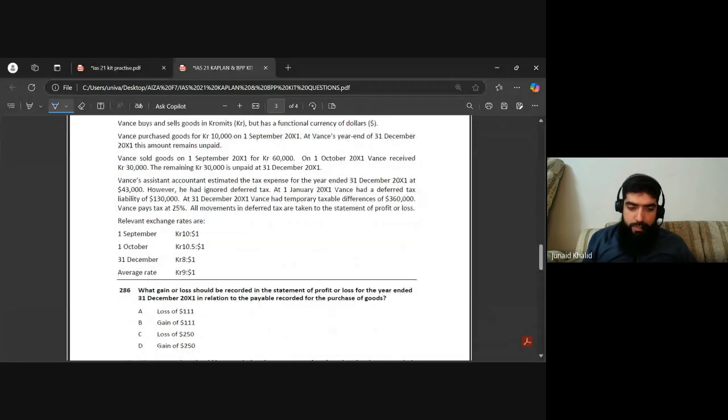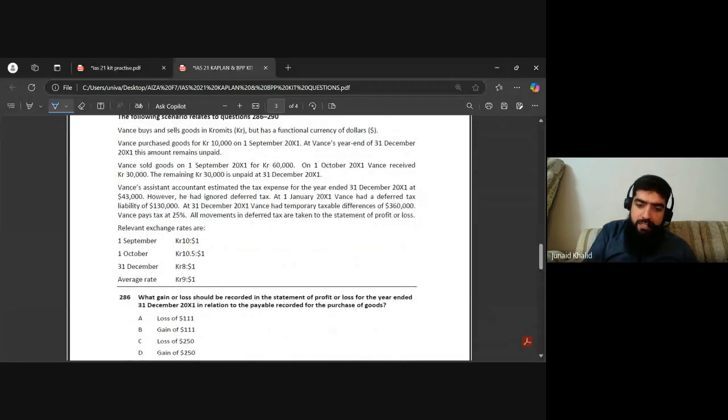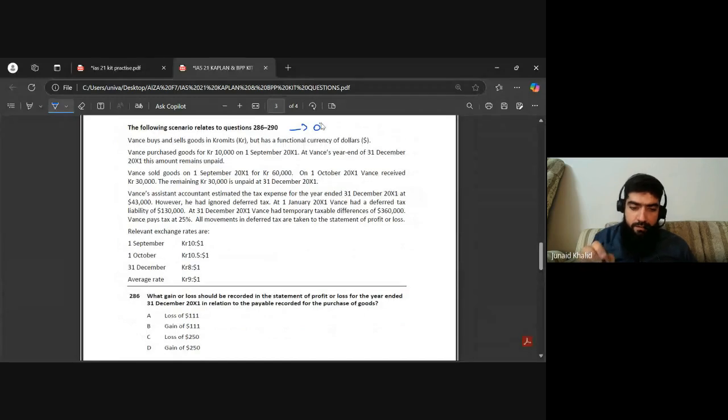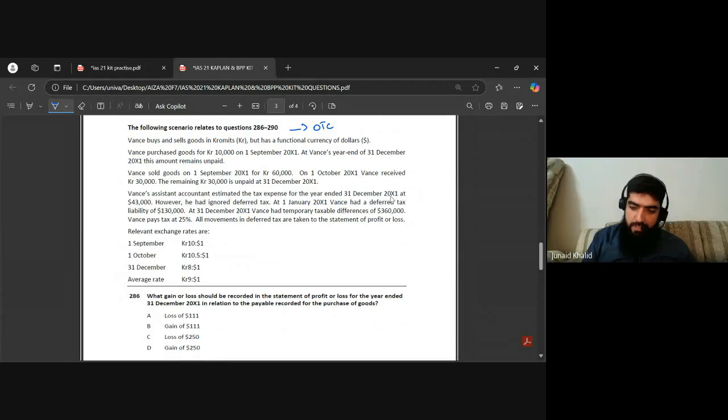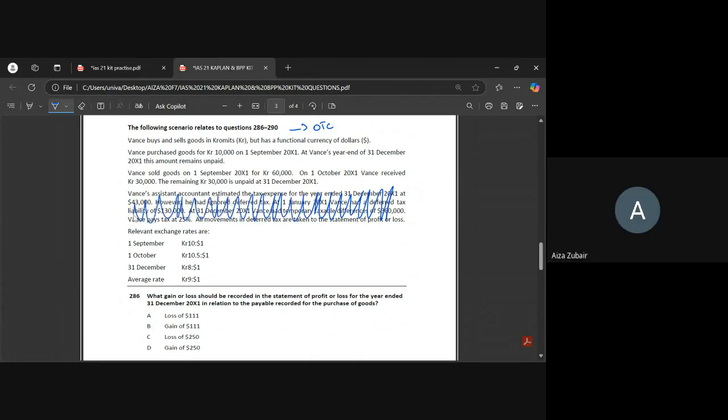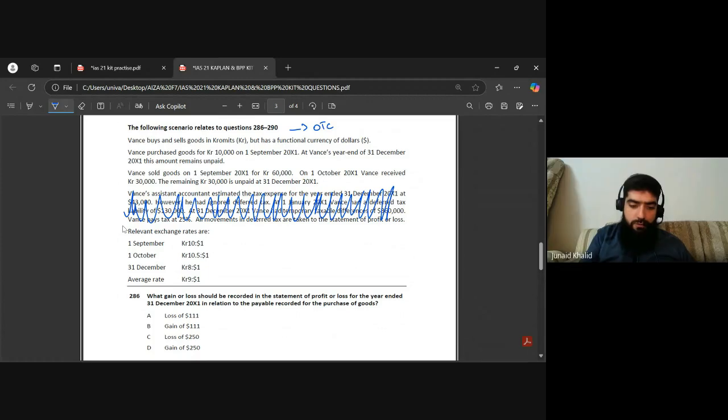Now try 286. It's an OT case, and we are selling those goods. This paragraph is irrelevant. Just leave that one. Try this question and do let me know. 286.